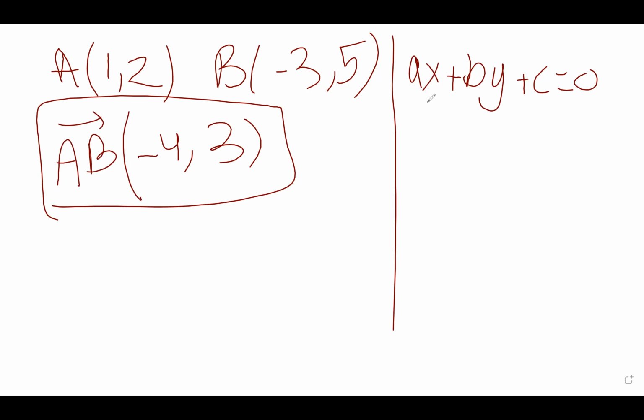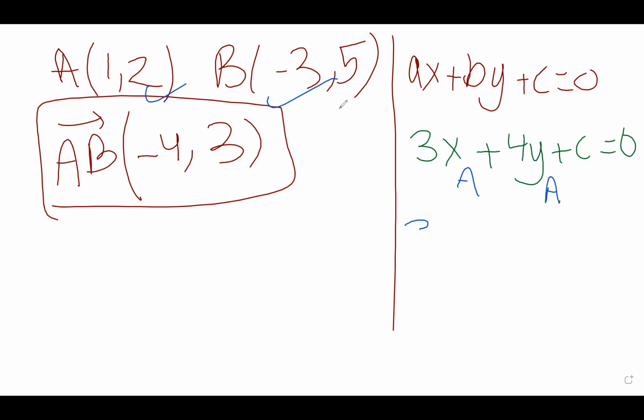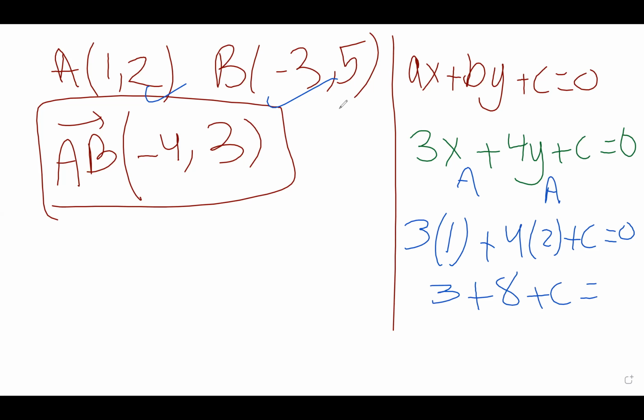A is 3, so we have 3x minus 4, plus 4y, plus c equals 0. Then replace b in x and y. I can replace b and I can replace a. Let us replace, for example, a. 3 into 1 plus 3 plus 8.